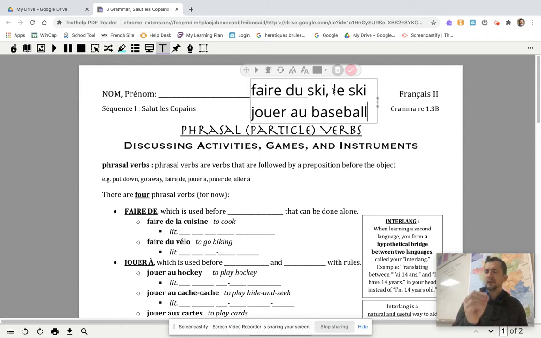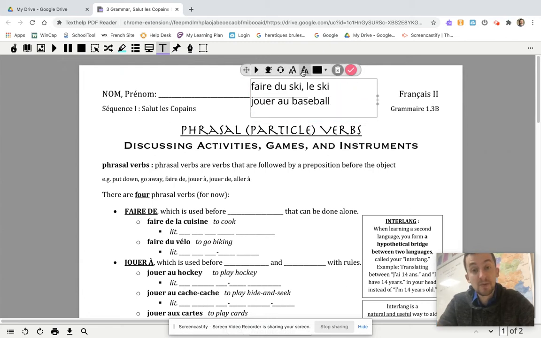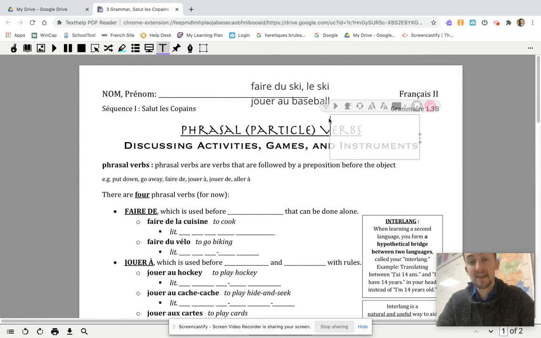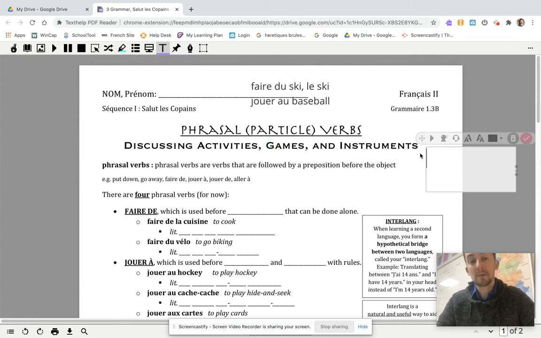D'accord? So the first one was of, it was with de, d'accord? Of the, du. And the second one was at the, which is au. So you learned it as vocab. It should be pretty easy then to pick it up as a grammar concept. So again, these are called phrasal or particle verbs. A particle is just a combination of a preposition and an article, which is what you're seeing with du and au. De plus le becomes du, a plus le becomes au.